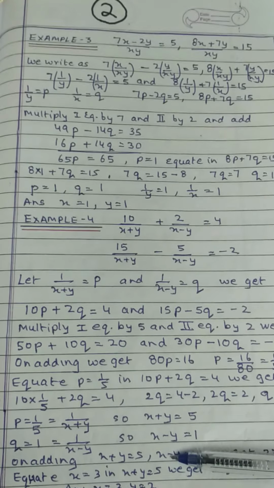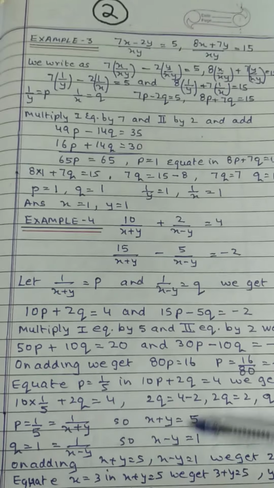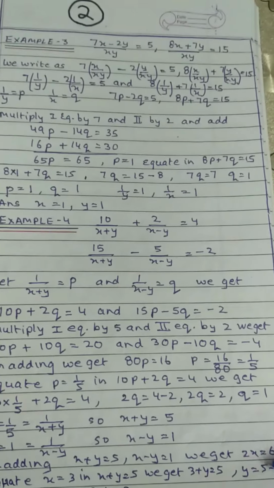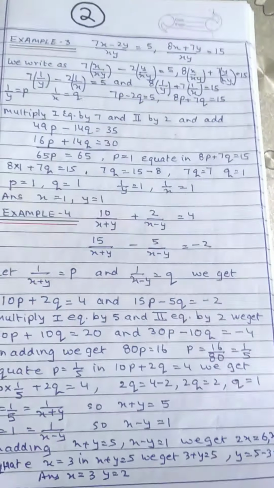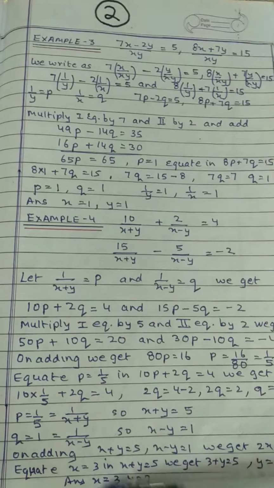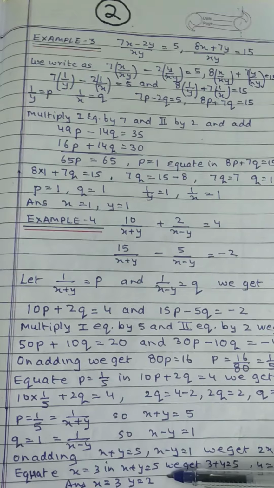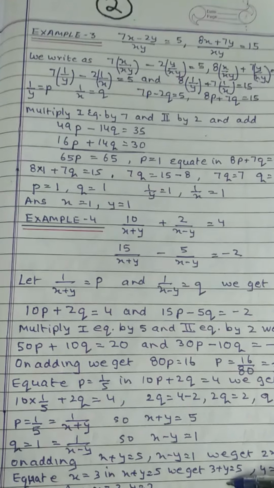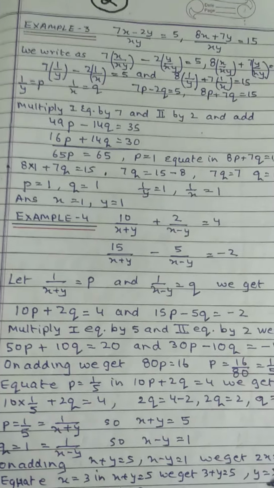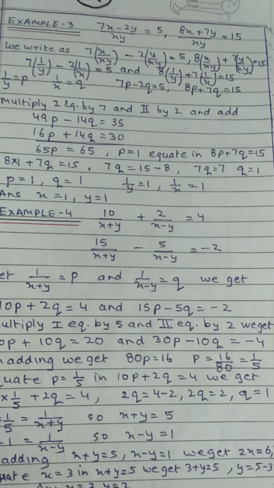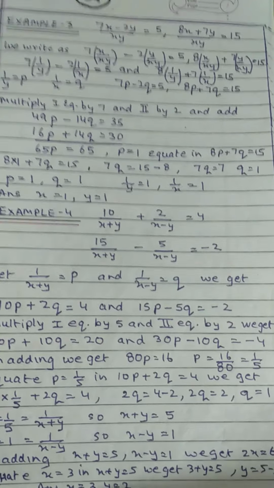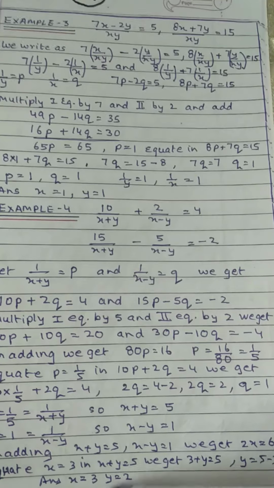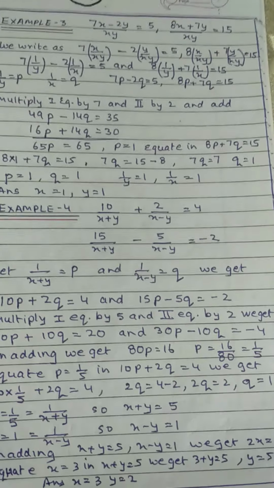Let us add them. When we add them, 2x becomes equal to 6 and x becomes equal to 3. Substitute x equal to 3 in x plus y equal to 5. We get 3 plus y is equal to 5 and y is equal to 5 minus 3 equals 2. Answer is x is equal to 3 and y equals 2.